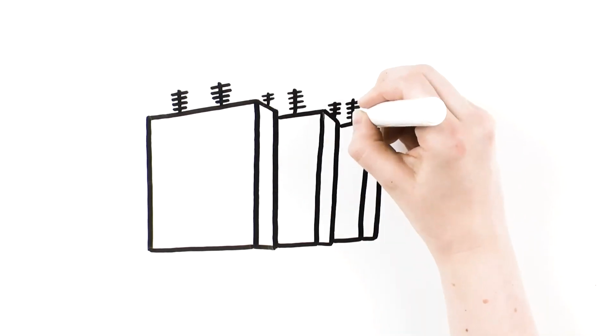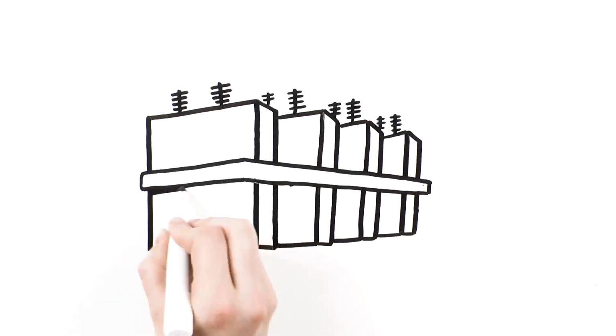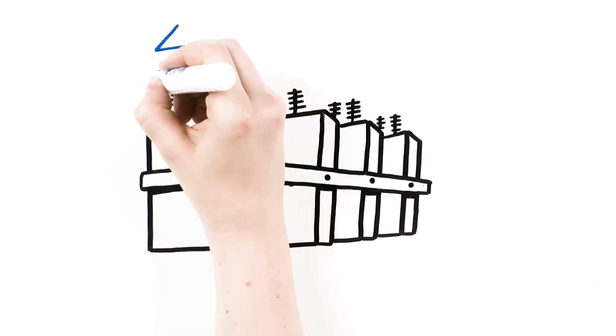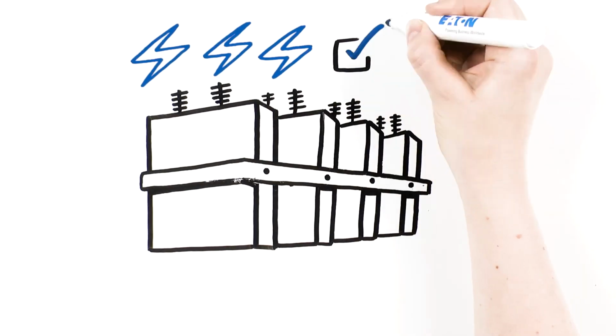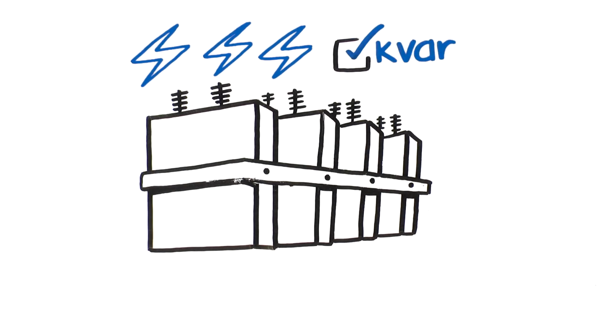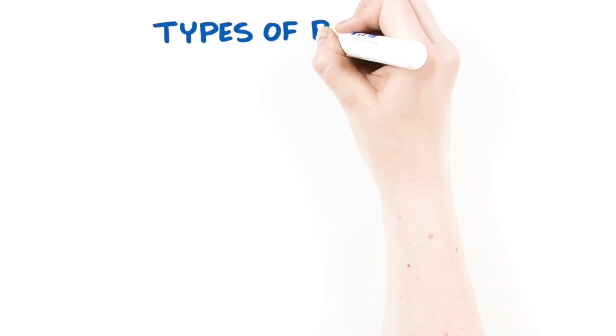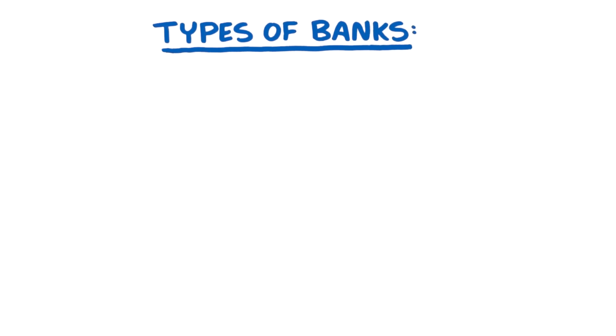Capacitors are typically installed in banks or arrays of multiple capacitor units combined in series and parallel connections to meet maximum operating voltage and achieve the necessary kVAR requirements. There are several common types of banks used to meet specific needs.